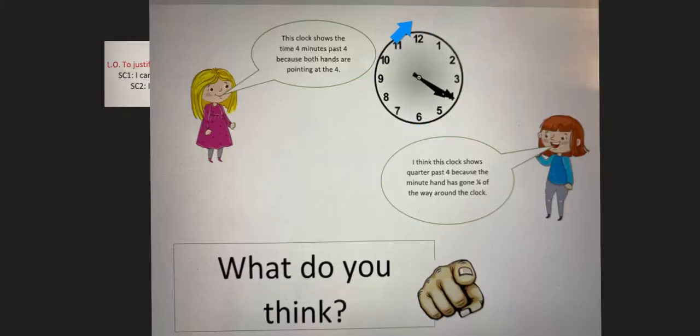Here is a clock, and the clock is showing a time. This little girl thinks that the clock shows the time 4 minutes past 4 because both hands are pointing at the 4. This girl thinks that the clock shows 4:15 because the minute hand has gone a quarter of the way around the clock. So what do you think? Tell me what you think the clock shows.